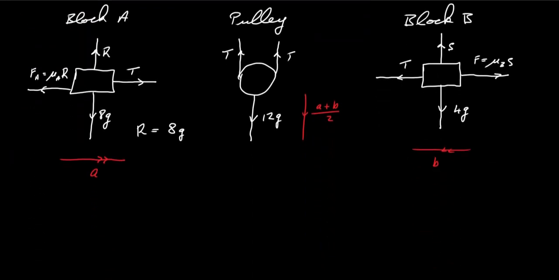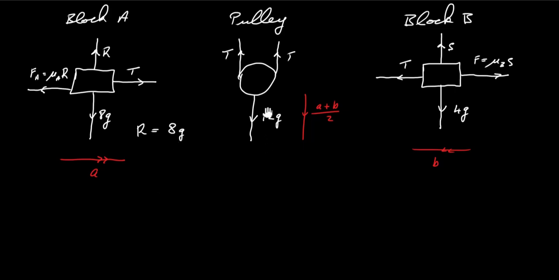Okay, so I've just drawn the three particles here. If you like, I have block A, block B and the pulley in the middle, and I put in the forces acting on each one. Block A has a mass of 8 kilograms, so it has a weight of 8g. Tension in the string to the right, friction to the left, which is mu A times R. R is the reaction up along here. By the way, the reaction R is equal to 8g, because the block doesn't move in a vertical direction.